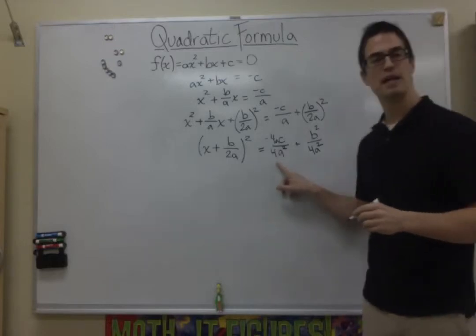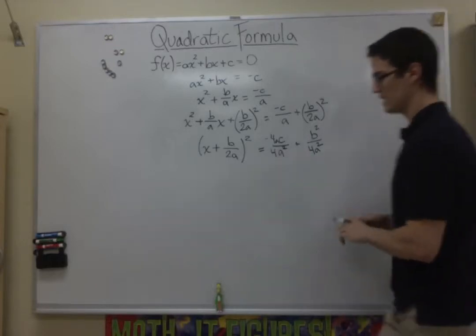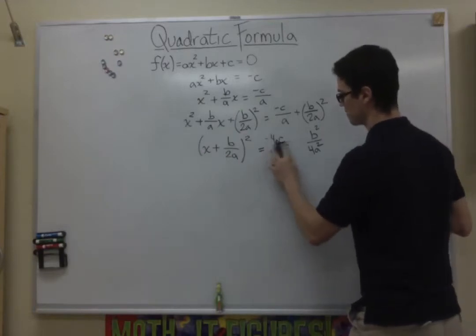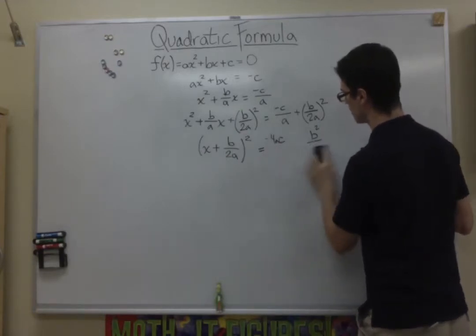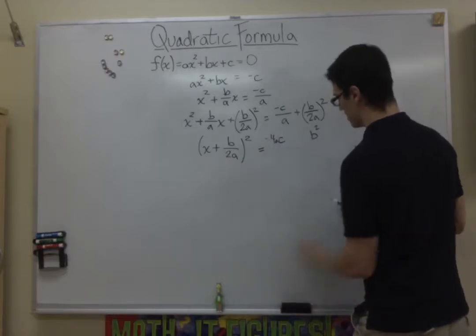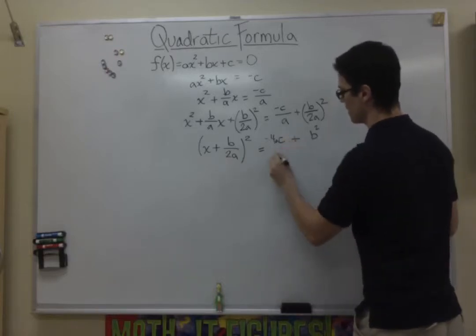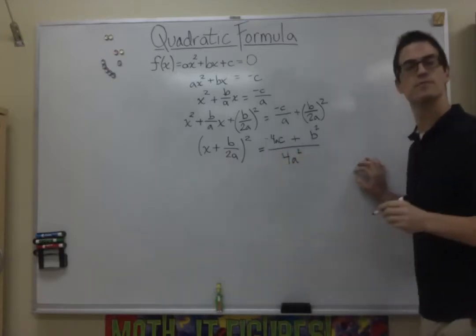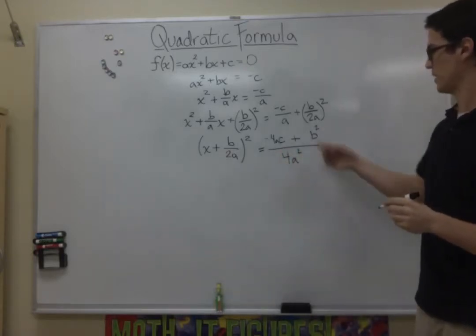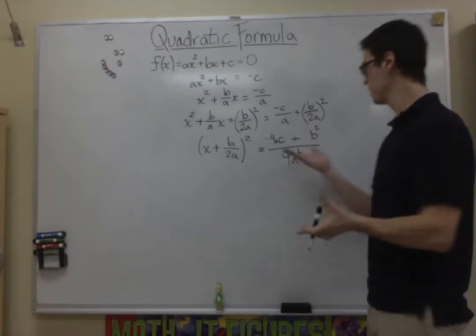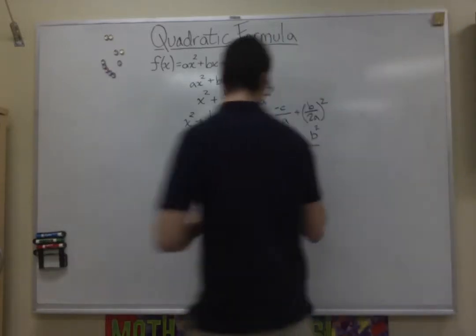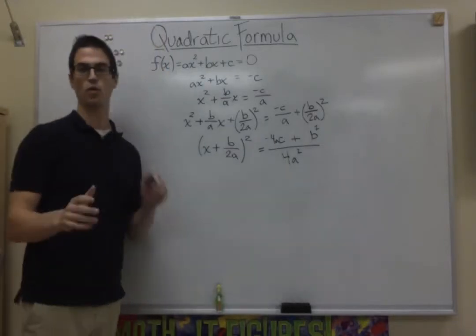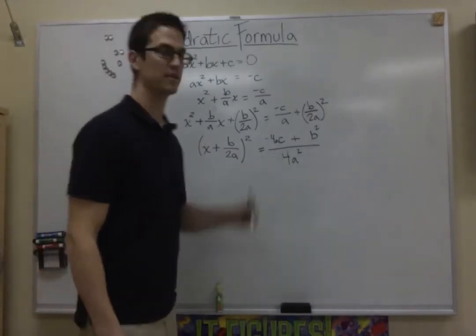Because the two denominators are equal, what I, in essence, can do is combine these like so, where I can put a plus sign right here and divide this all by 4a squared. Because they have the same denominator, I can add them. Now it looks a little bit neater, although it's still a little crazy, but it's a lot neater than before because I combined them with a common denominator.